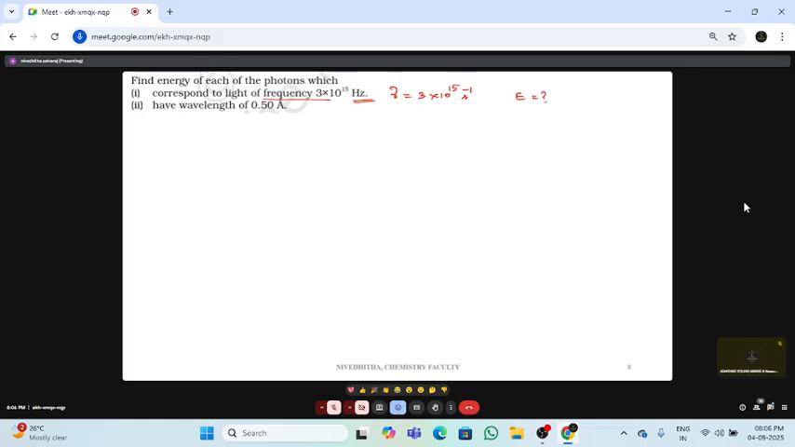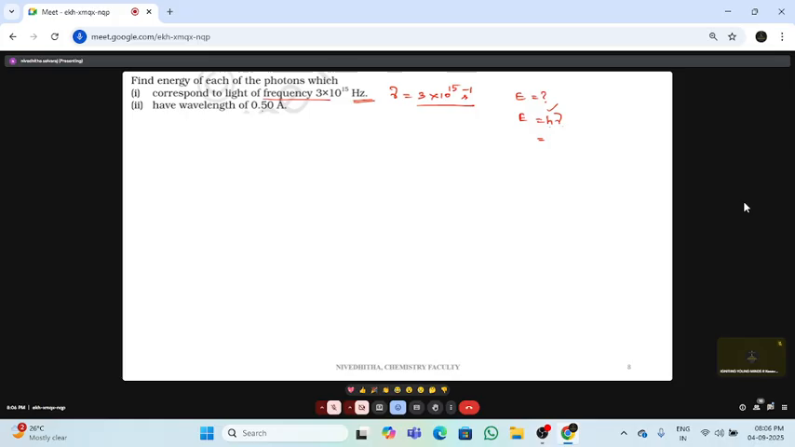E is equal to HC. E is equal to H times frequency. C is not frequency. C is the velocity of light. E is equal to H nu. So the value of nu is given and we know the value of Planck's constant. If you multiply Planck's constant and frequency, you'll get the energy.